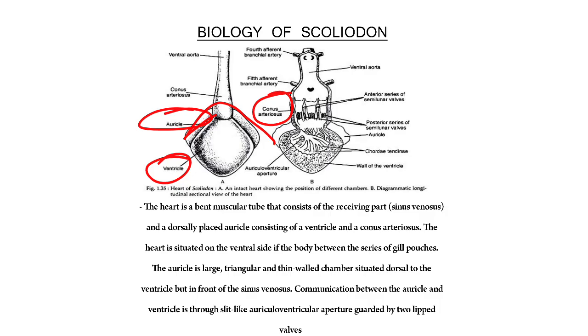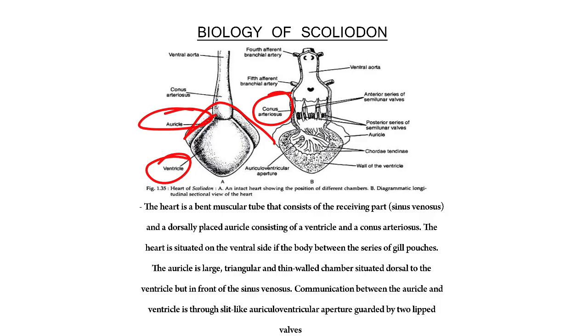Now, communication between the auricle and the ventricle is through a slit-like auriculoventricular aperture that is guarded by a two-lipped valve. The receiving chamber, which is the sinus venosus, receives blood from all parts of the body. And what is the function of the heart? Remember, I told you that it sits between the gill pouches, which means the function of the heart is to receive the blood from all parts of the body and pump it into the gills for aeration. What is aeration? Addition of oxygen. So it pumps it into the gills for aeration.